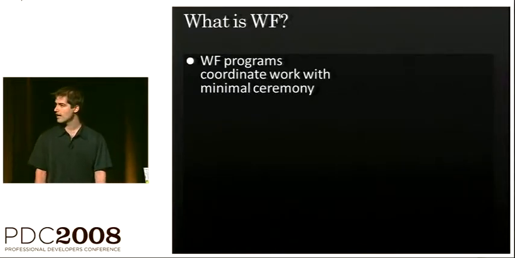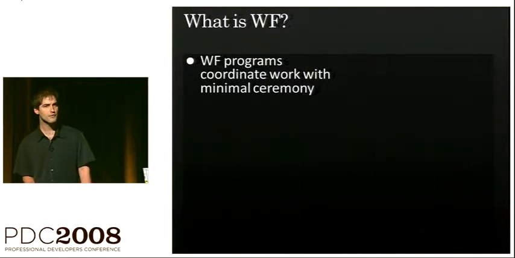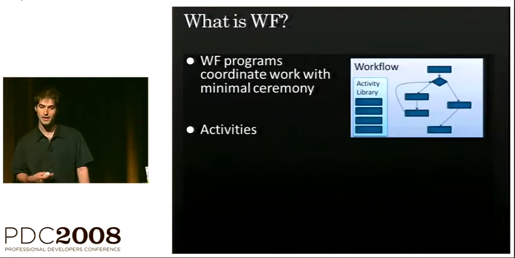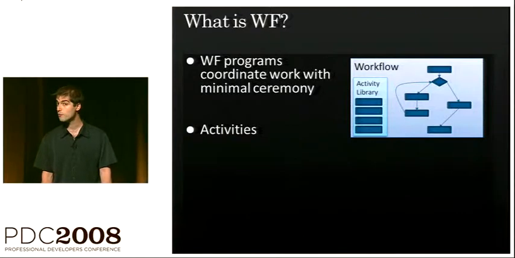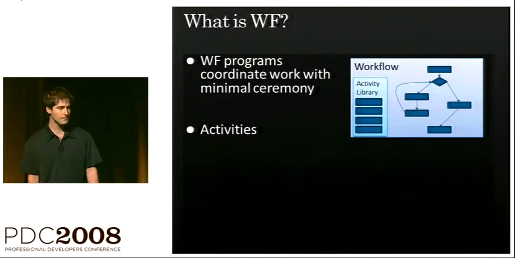So to start, what is WF? Well, Workflow is another way of writing programs. It's a way of writing programs that reduces the amount of complex code you need to do in order to coordinate work. Workflow consists of three parts. The first is activities. Activities define a unit of work in the workflow system.